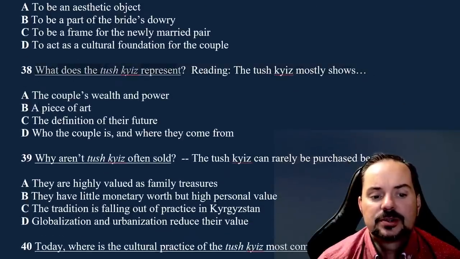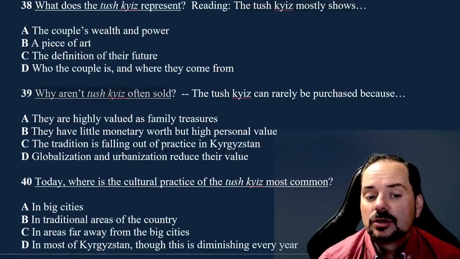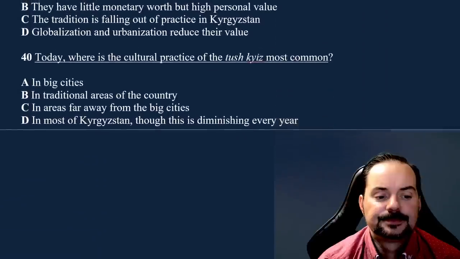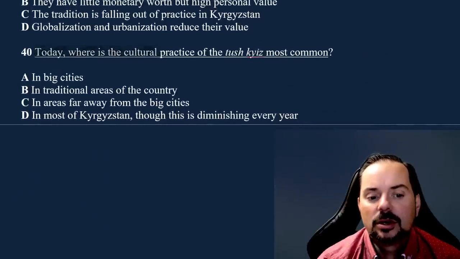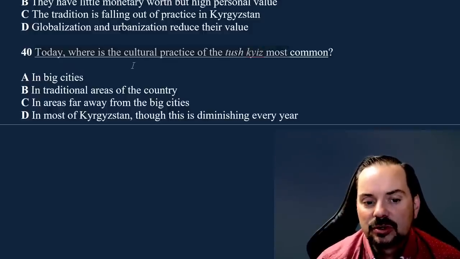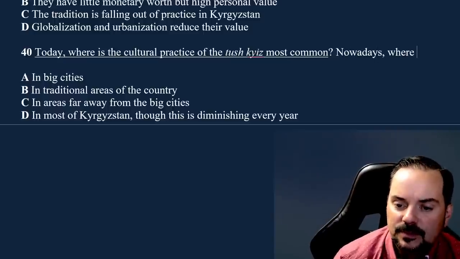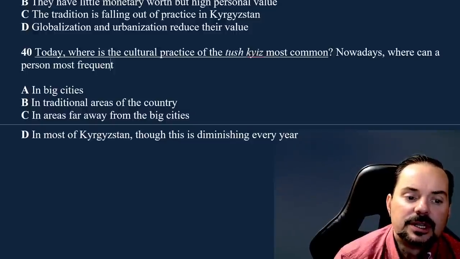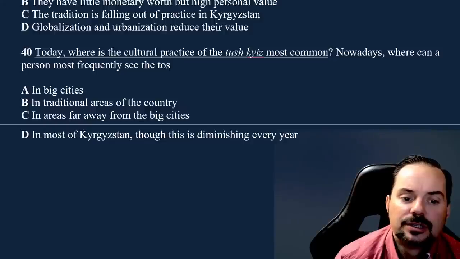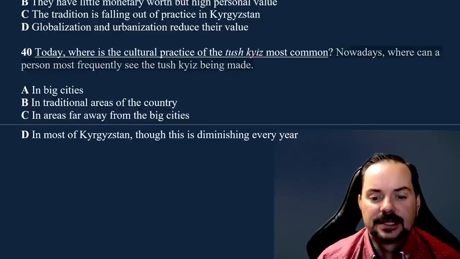38, what does the tushkits represent? The tushkits mostly shows something. Why aren't tushkits often sold? The tushkits can rarely be purchased because... Today, where is the cultural practice of the tushkits most common? Nowadays, where do you see the traditional making of the tushkits? That would be my paraphrase, okay? So, nowadays, where can a person most frequently see the tushkits being made? Okay. All right. So that would be my paraphrase there.